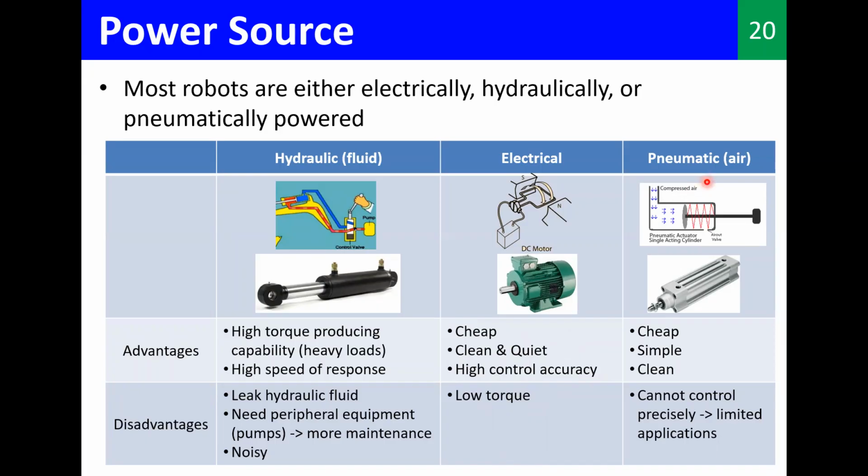Next, we have the pneumatic ones as well, but again, we have some advantages: cheap, simple, and clean, but it has very limited applications because the controlling precision is not that high. Okay, so we don't get to see many robotic manipulators that use these pneumatic actuators.